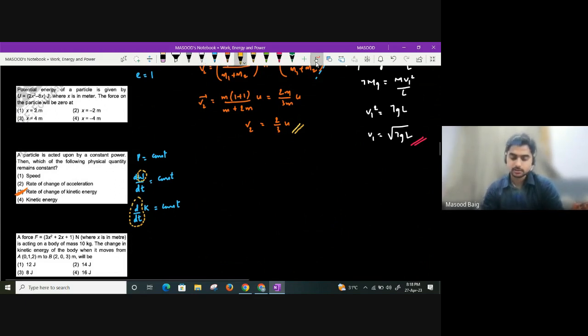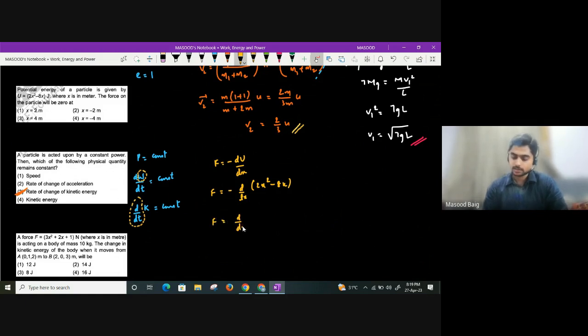Next question: potential energy of a particle is given. It means potential energy is being defined. Whenever potential energy is defined, which type of forces are acting? Conservative forces. Is there any relation? Yes, F equals minus dU divided by dx. So minus d by dx of this, which is 2x square minus 8x. What will I get as the F value?